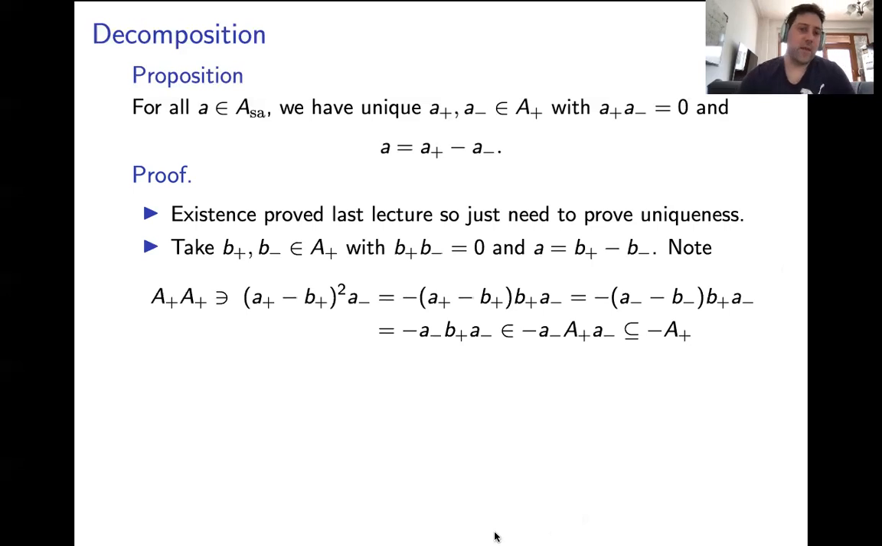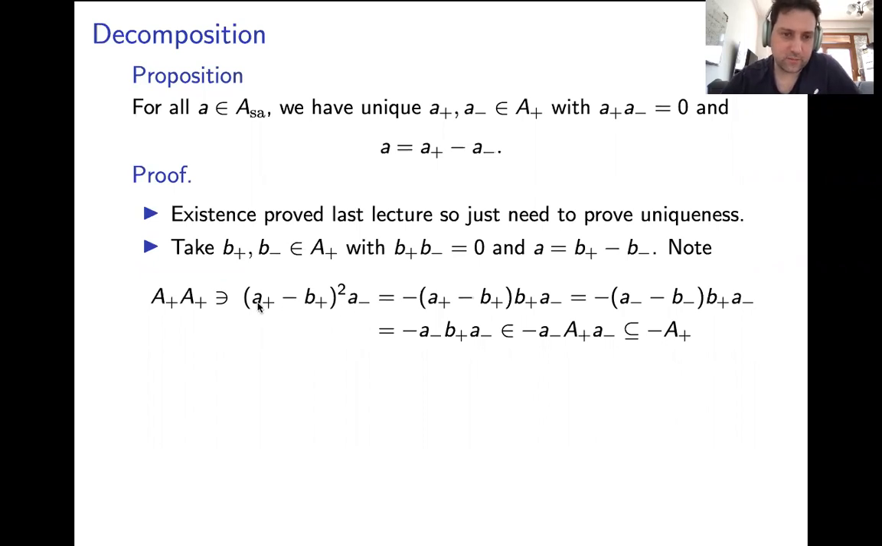But let's say we do have some other elements. Let's call them B plus and B minus. So again, these are positive elements, which are again orthogonal, and which again give you some decomposition. So you can express A as the difference of B plus and B minus. Well, let's do a little calculation. So let's look at this product here.